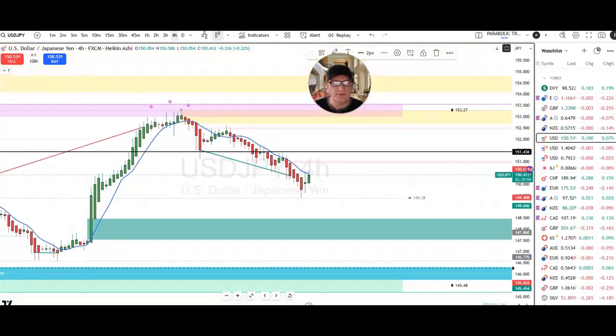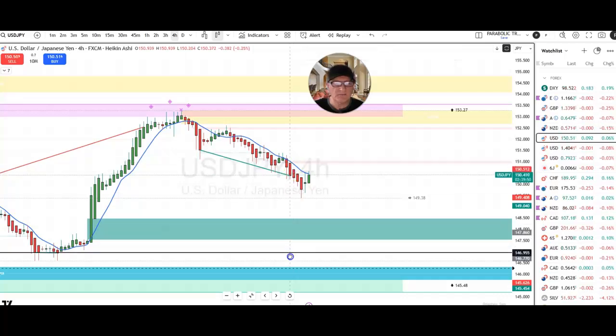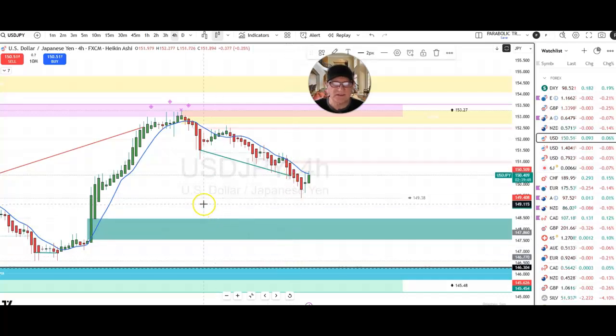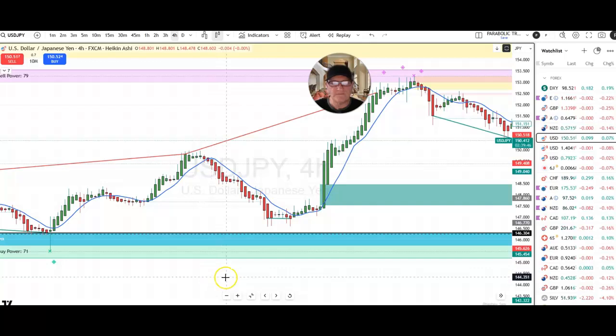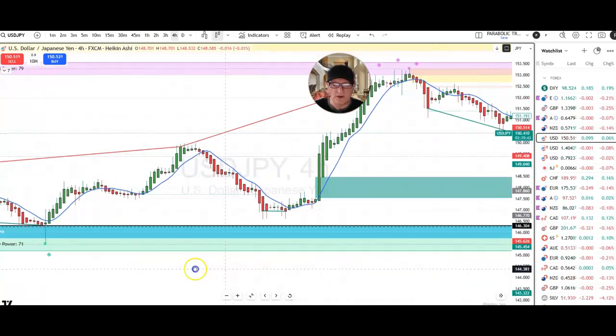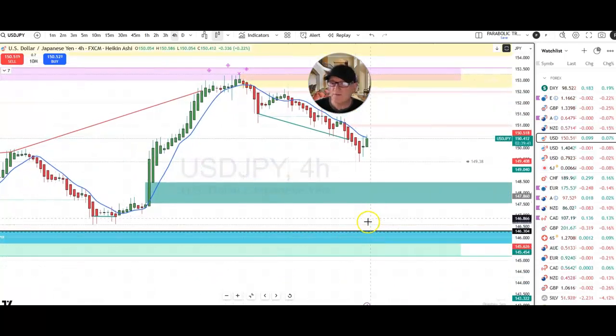There's a big, fat, beautiful FVG there, fair value gap. And price may come off that. It may come off that. But I'm much more interested down here, 146.30, where we've got a very strong demand area. I much prefer to be trading off these areas because they are highly lucrative.